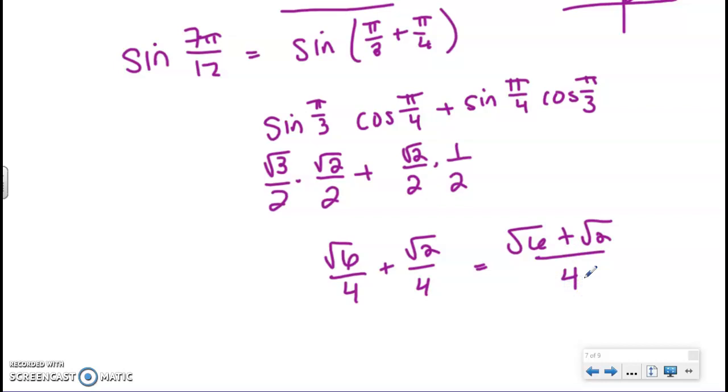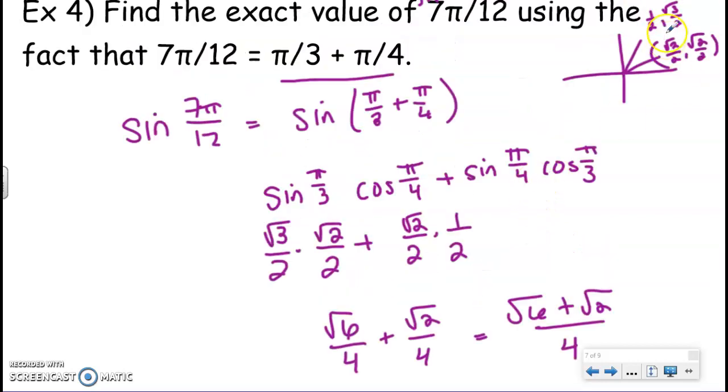Okay, so really you're going to combine a few things together. First, you really need to know your unit circle from last unit. And then second, you need to be able to use the formulas here. You do not have to memorize those.